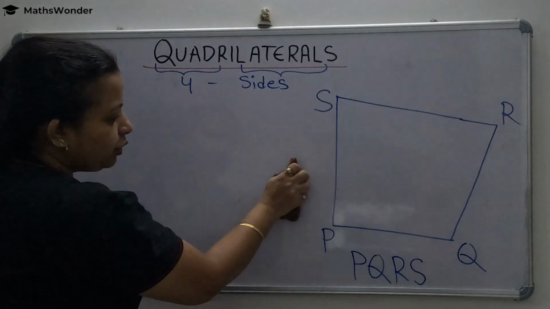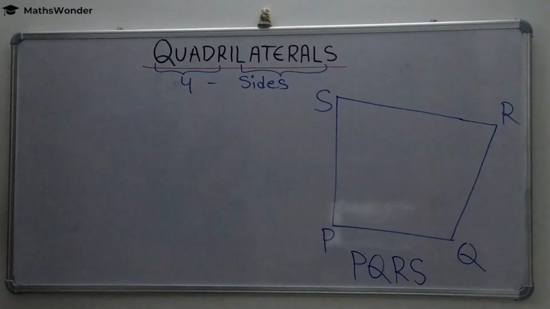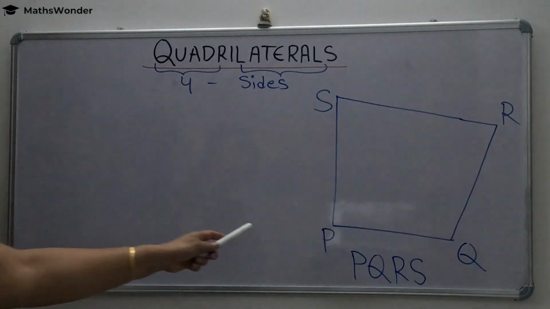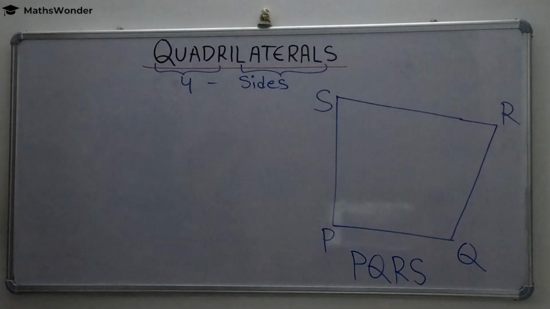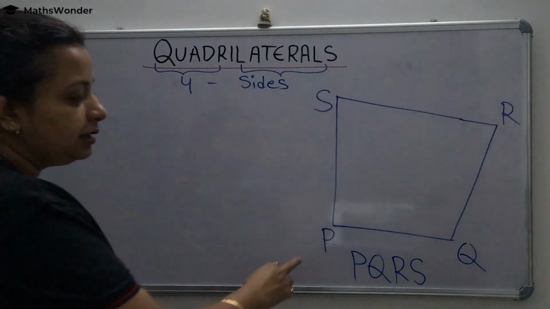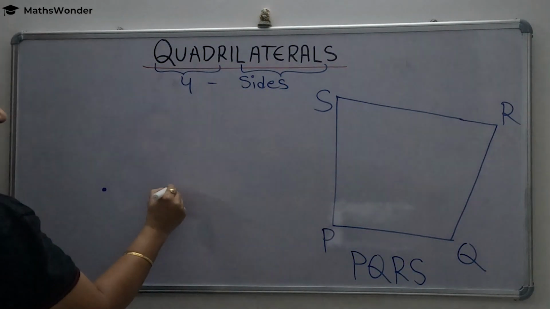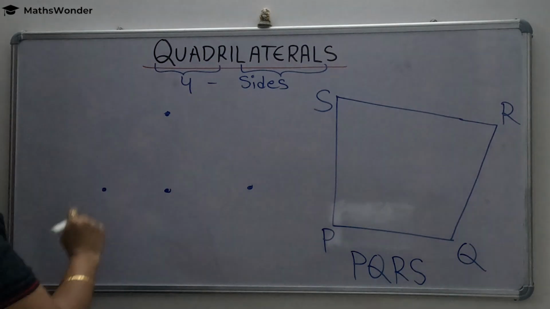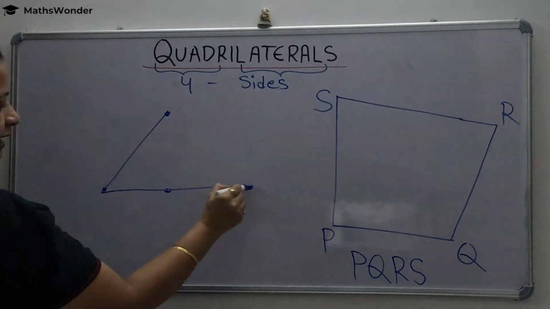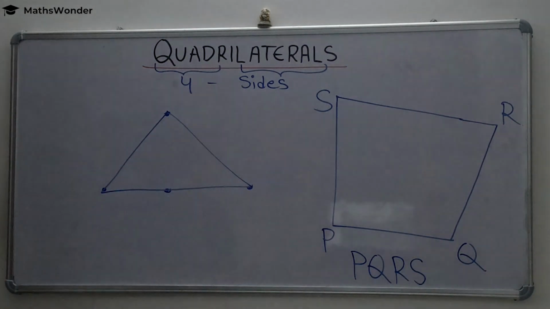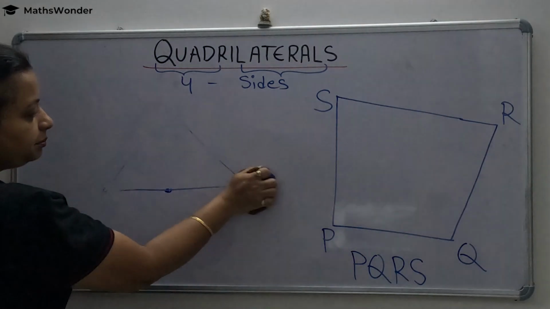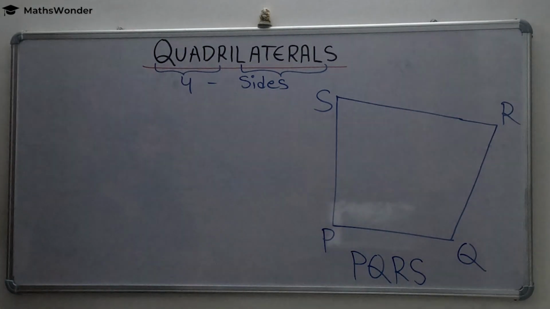Now, let P, Q, R, S be 4 points in a plane such that the quadrilateral is as shown here. Second, no 3 of them are collinear. Suppose 3 of your points are collinear, with one here. Then it will not make a quadrilateral. So always remember, no 3 of them are collinear, which means 3 points should not be collinear.